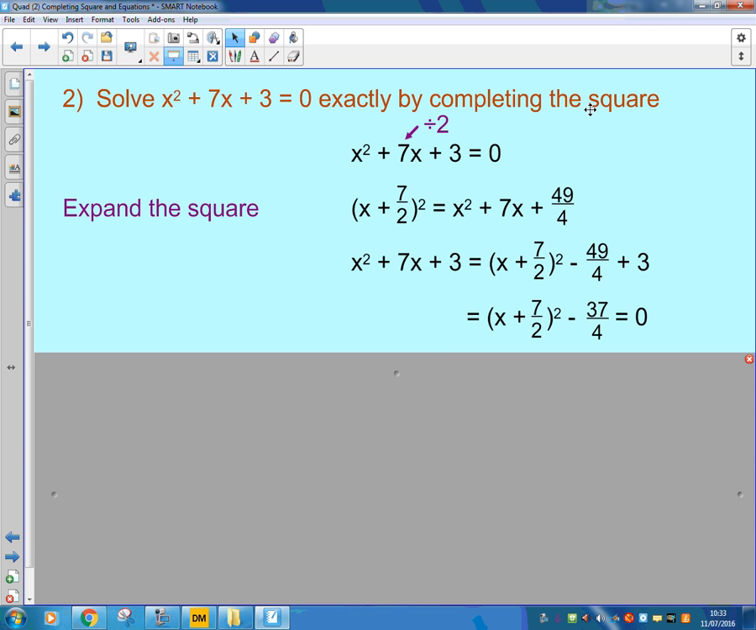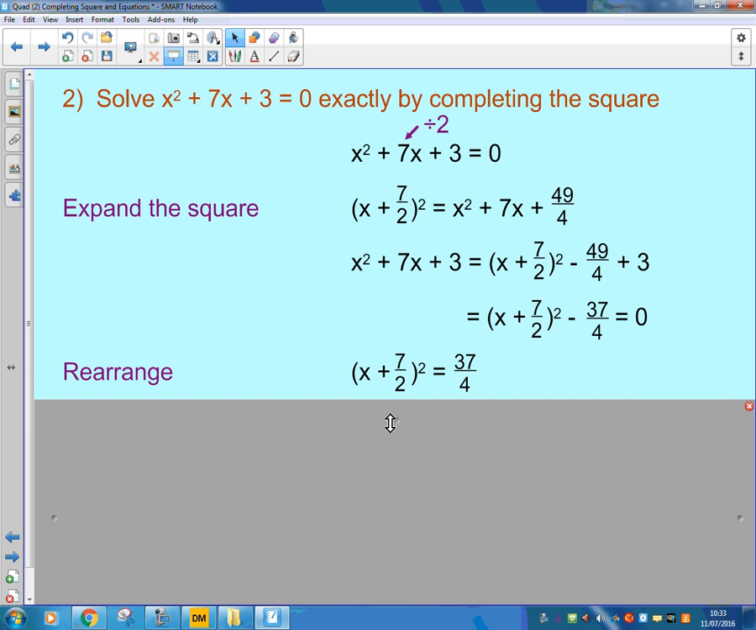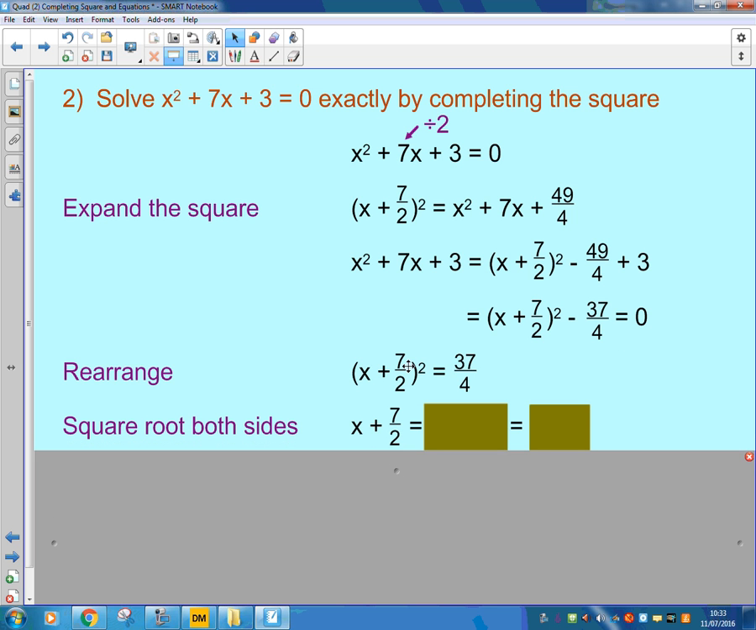So we've completed the square. Now we need to solve the equation. Move the 37 over 4 to the other side and becomes plus. So x plus 7 over 2 all squared equals 37 over 4. Square root both sides. x plus 7 over 2, and don't forget the plus minus, is plus minus the square root of all of this. Well, we can't square root 37, but we can square root the 4, and so we could rewrite that instead as plus minus the square root of 37 over the square root of 4, which is 2.